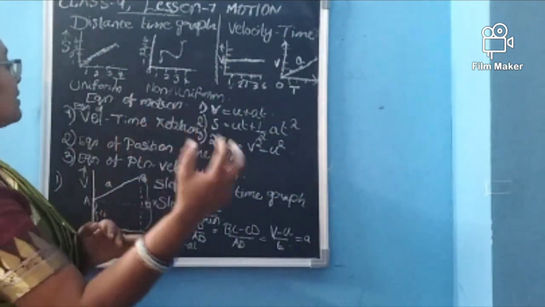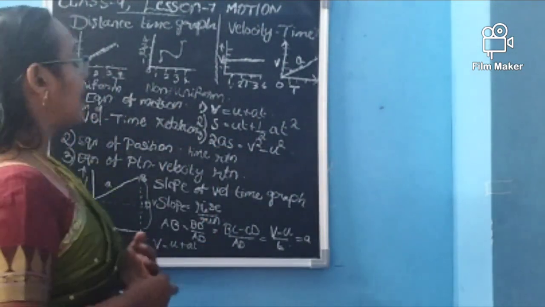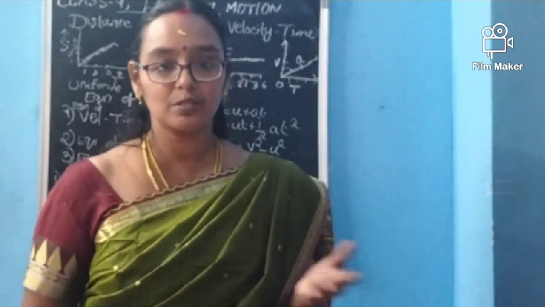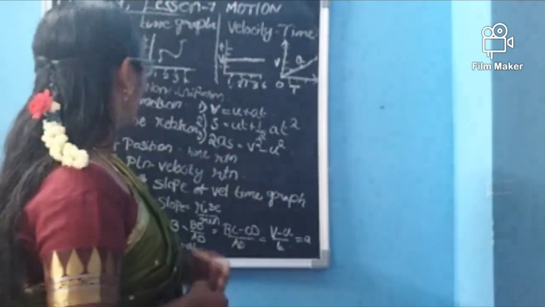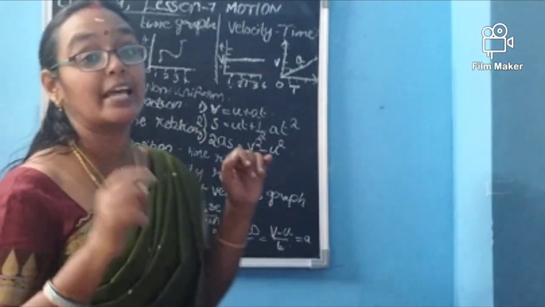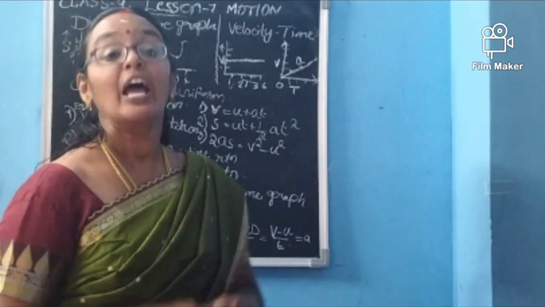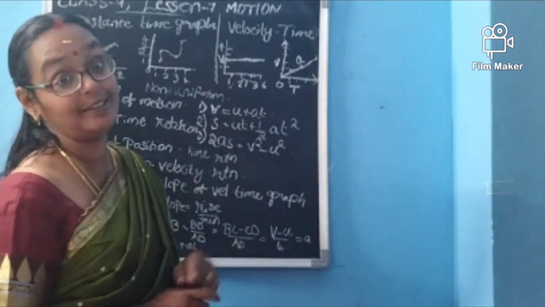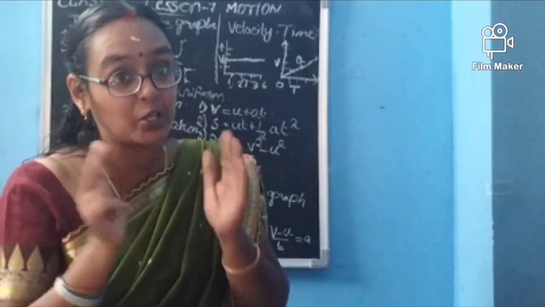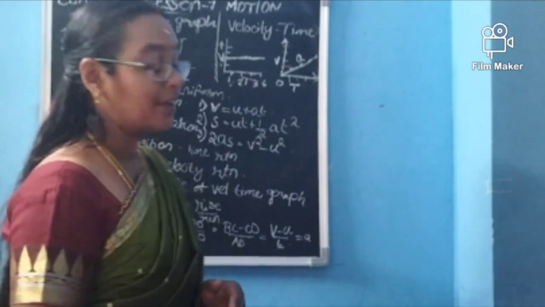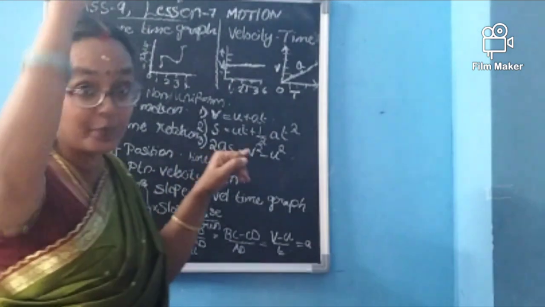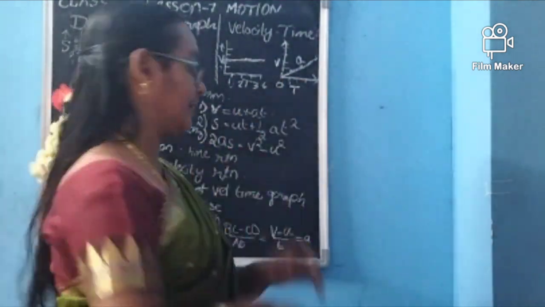But they will ask in this way: say the equation of velocity time relation. You should not say you don't know. The equation of velocity time relation is the first equation, V is equal to U plus AT. You should know it in this manner also.